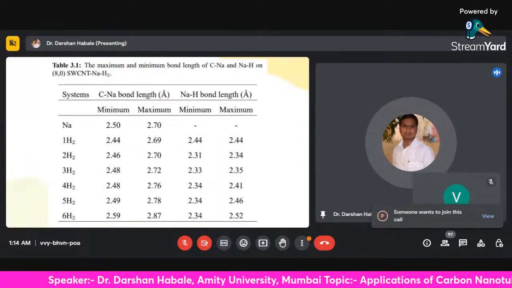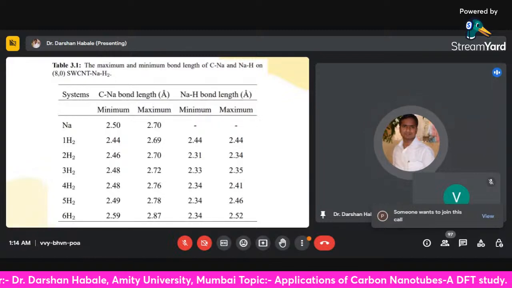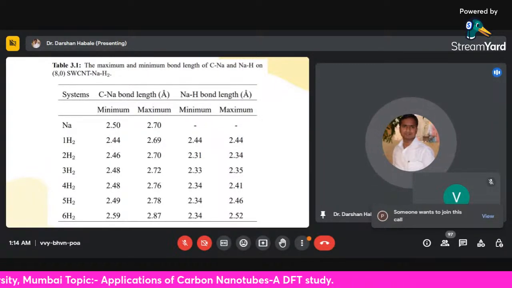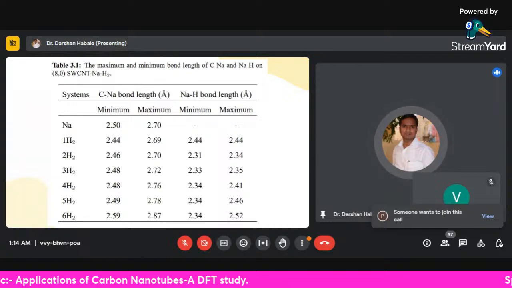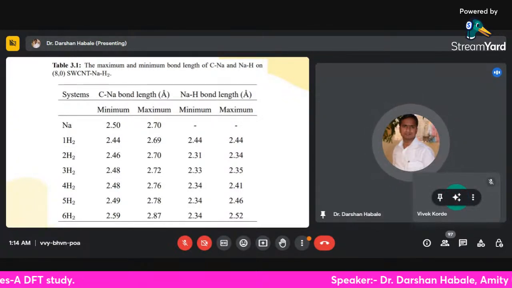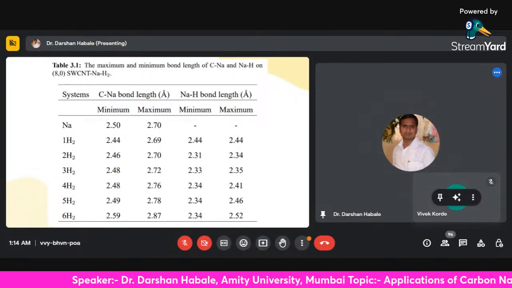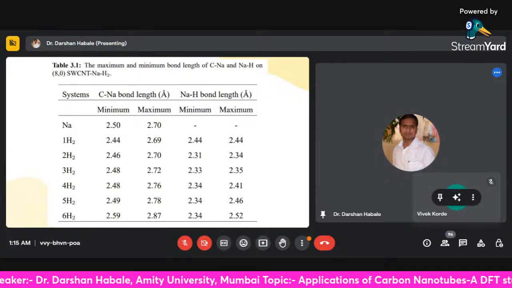Now these are a few key observations from that. This table gives the bond length between carbon and sodium, and sodium and hydrogen. So 6 hydrogen molecules easily adsorb on this sodium attached carbon nanotube.